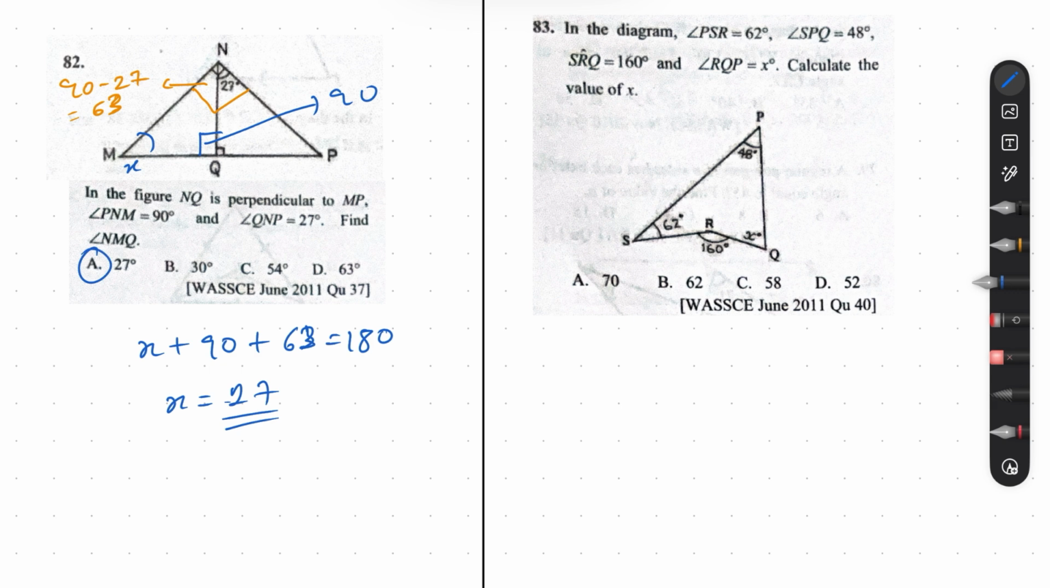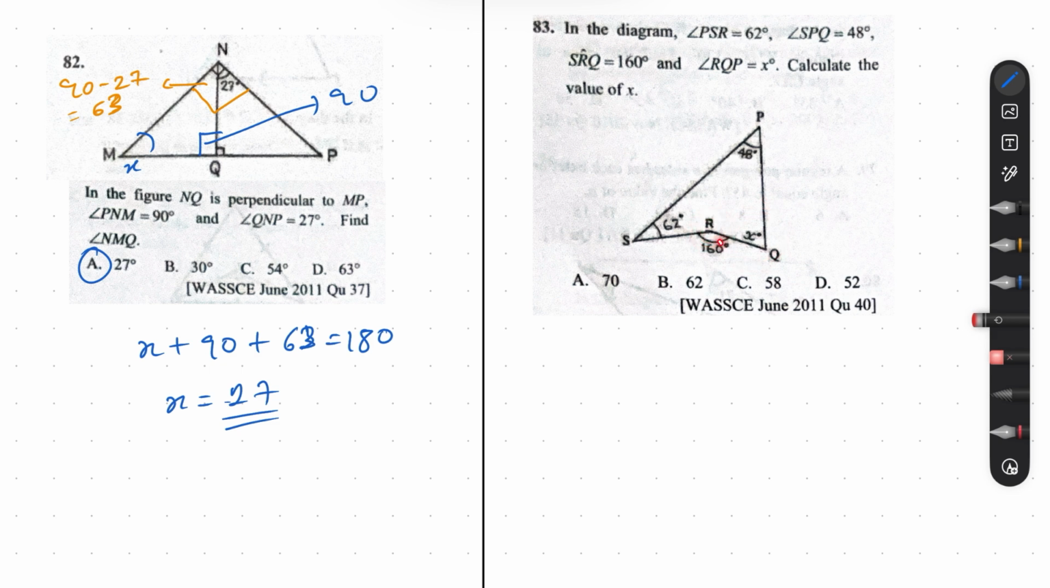Let's move on to question number 83. The question says in the diagram angle PSR is 62. This angle right here is 62. SPQ is 48. SRQ is 160, so this angle is 160. We are trying to find the angle X. Now we know this angle is 160. Then this angle is what?